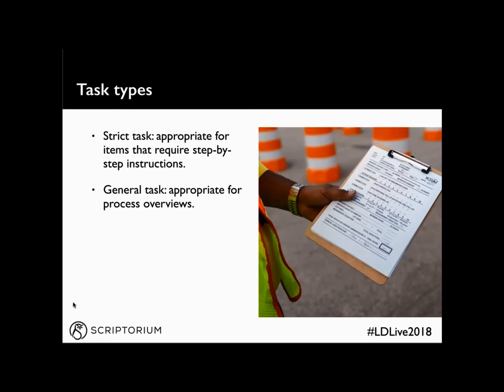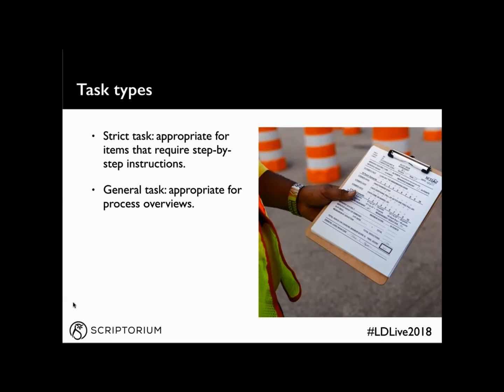DITA offers two different types of task topics. First, there's strict task, which requires all of your elements to appear in a specific order, and it's most appropriate for items that require step-by-step instructions. And then there's the general task, which is also known as a loose task, and this allows more flexibility in the order in which you present your elements. And it also allows your steps to contain much more varied content than they can in a strict task. So a general task is more appropriate for things like process overviews.